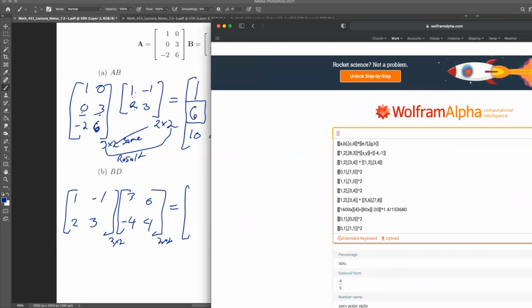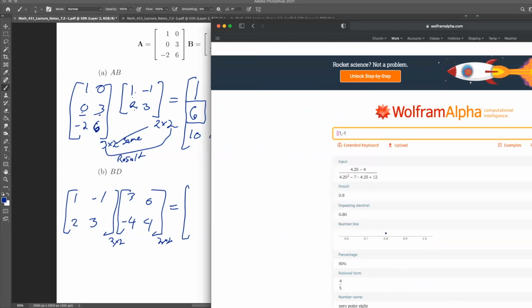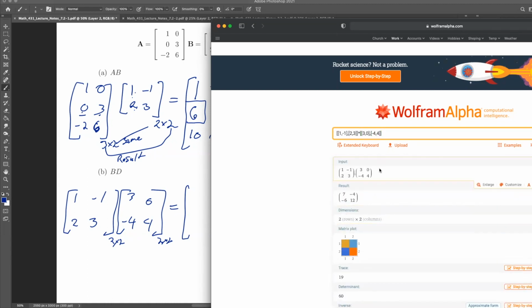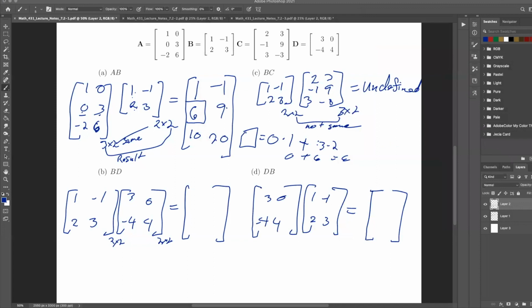So here we're just going to hit bracket, bracket, and you're going to hit 1, comma, -1. And then here it's comma, it'll be 2, comma, 3, bracket. And then we're going to multiply that by bracket, bracket, bracket, 3, comma, 0, comma, 0. Oops, nope, not 2 brackets yet. -4, comma, 4, bracket, bracket. All right, and we'll just have it crunch through. This is how you type it into a computer algebra system, and notice what we get here. So we get the answer we got. So let's just write that one down.